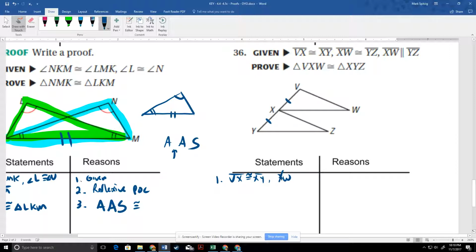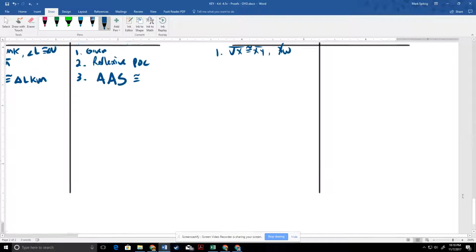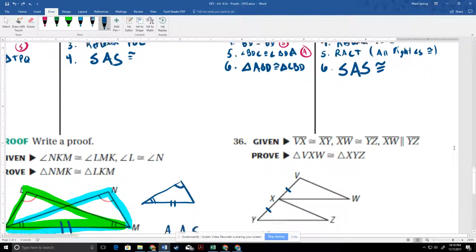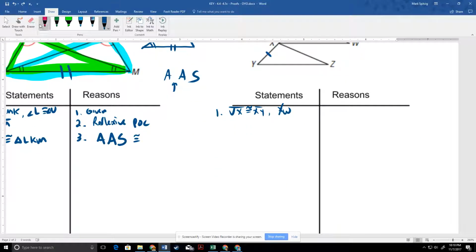Let's try that again. Nope, good work. Whatever happened. Okay, awesome, amazing. Let's just get an eraser. All right.